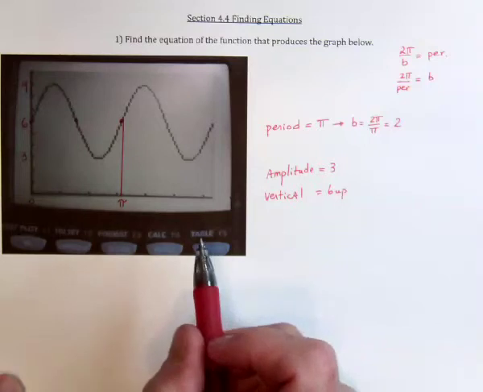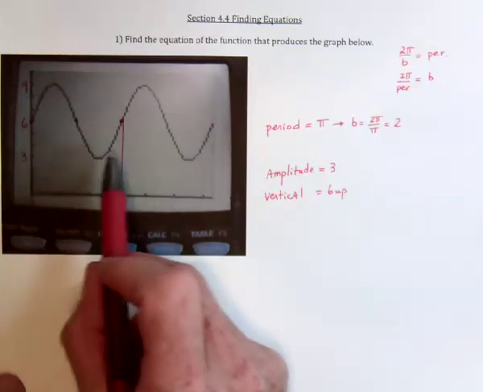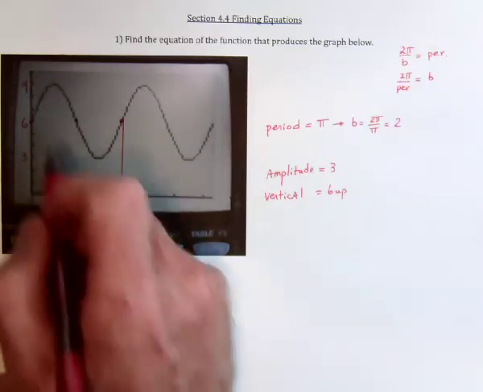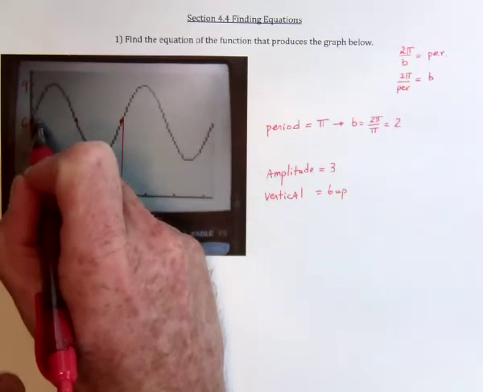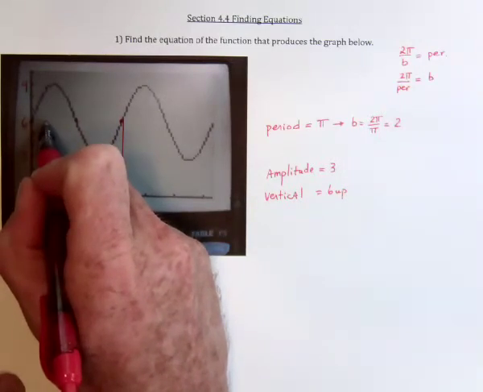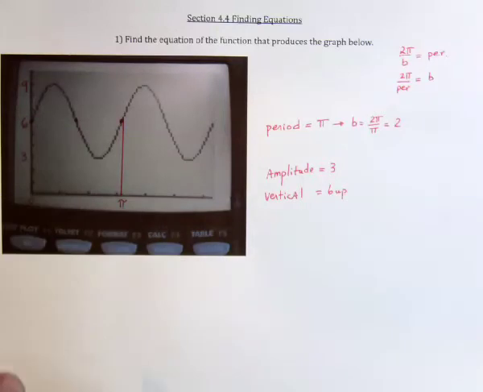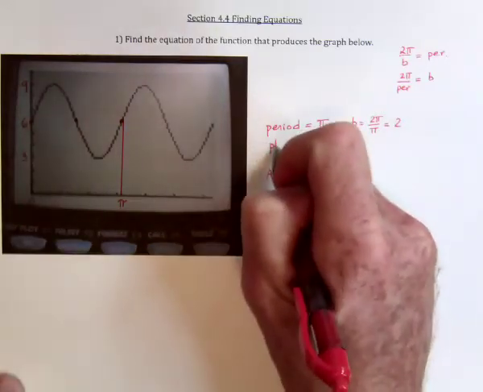And then the other information that we would need is any phase shift if this got moved over. So if this, instead of starting right here on the y, was starting over here, moved over by 1, then I would have a phase shift. But with it starting on the y-axis, there's no phase shift.